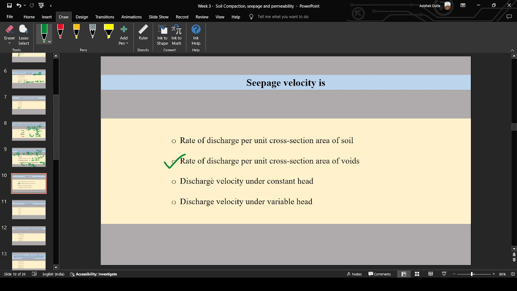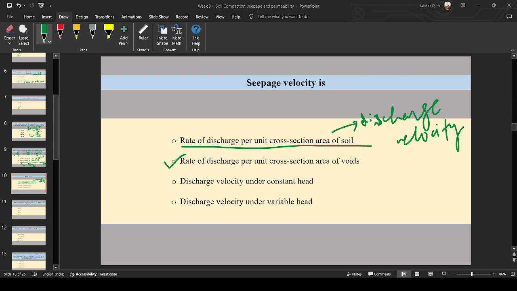And the first option, the rate of discharge through the cross-sectional area of soil, is called the discharge velocity. This is called discharge velocity. Okay. I hope it was clear. Go to the next question.